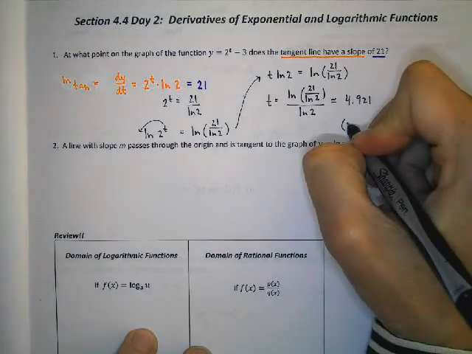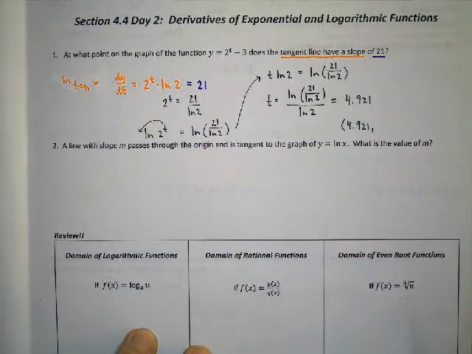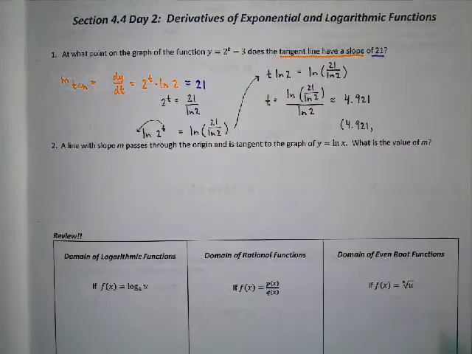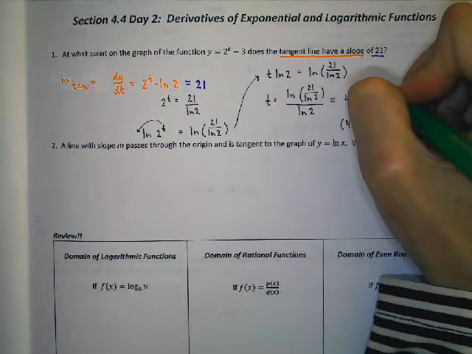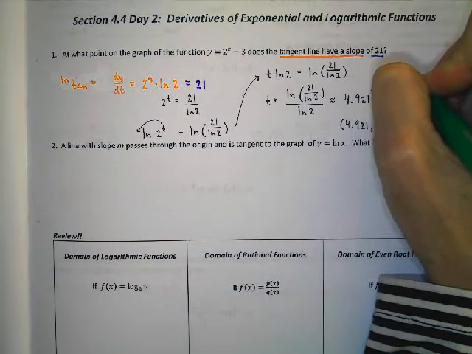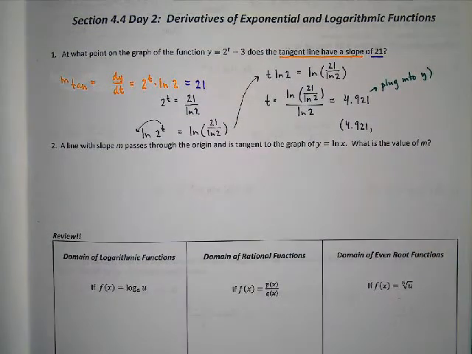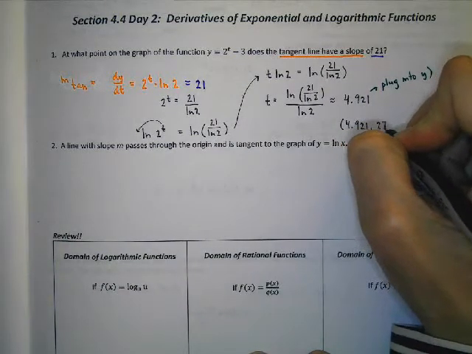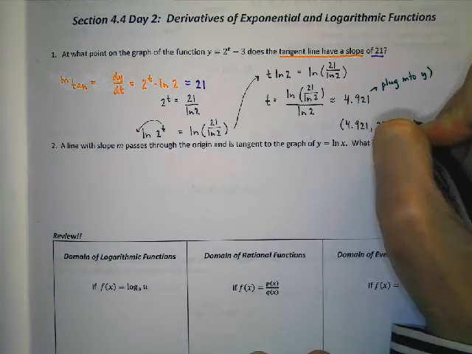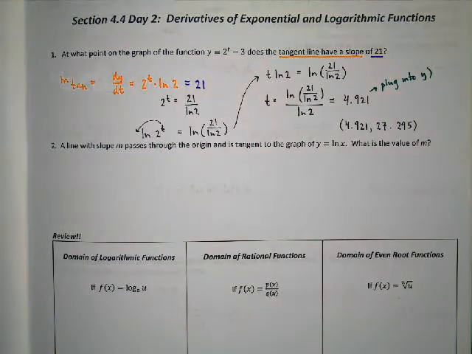So what we just found is our x-coordinate of that point. Now, to get the y-coordinate, I'm going to take this value and I'm going to plug it into y. And so when I do that, again, that's just going back to your calculator. And I get a y value of approximately 27.295. So that's going to tell me the point at which that function has a tangent line with a slope of 21.